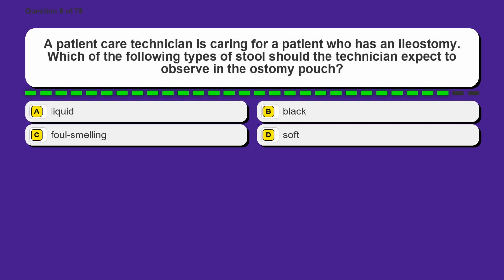Question 9. A patient care technician is caring for a patient who has an ileostomy. Which of the following types of stool should the technician expect to observe in the ostomy pouch? Option A. Liquid. Option B. Black. Option C. Foul-smelling. Option D. Soft.